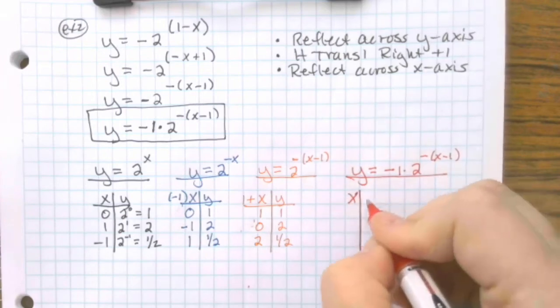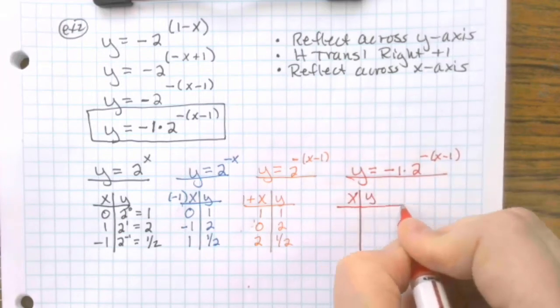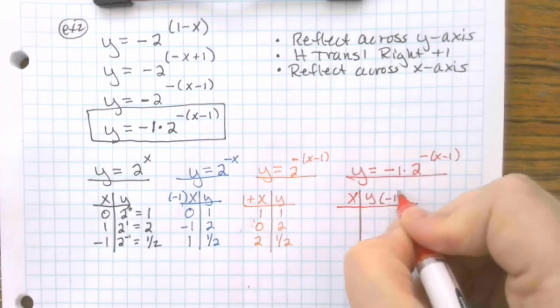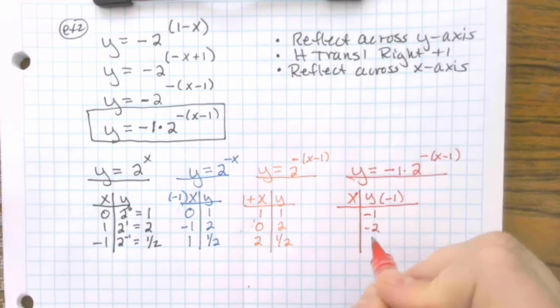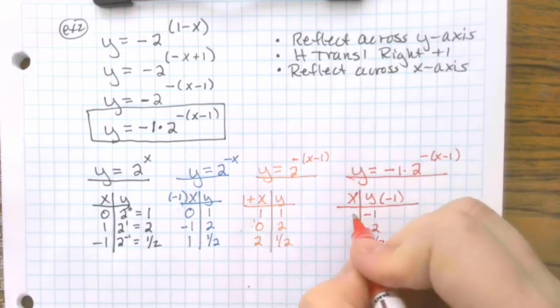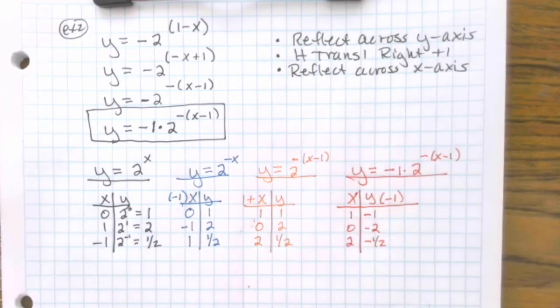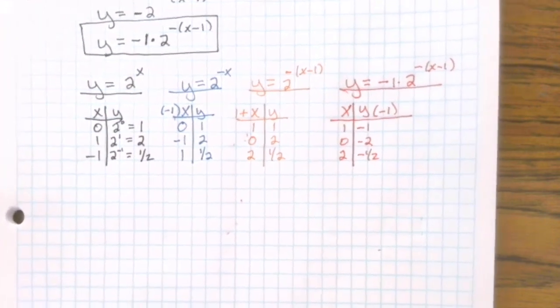So when we reflect across the x-axis, all the y's change. So we're going to multiply all the y's by a negative 1. So we now have a negative 1, a negative 2, and a negative 1/2, and the x's are unchanged. And those are 3 really good points for graphing.